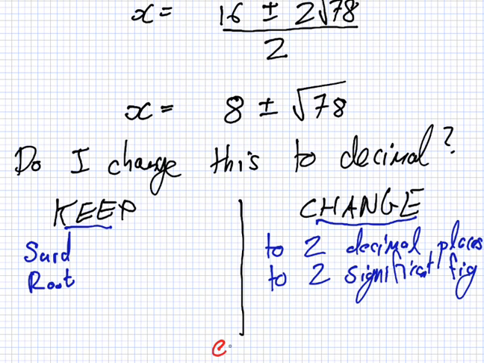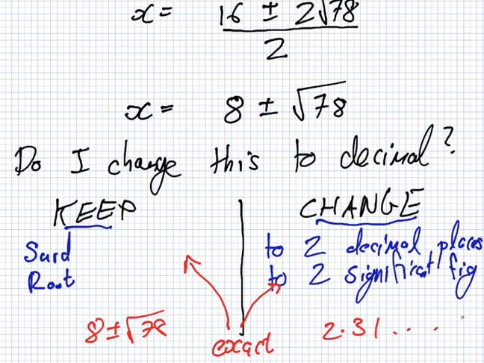There's one word here, and students get very confused by this word, exact. So if the question says, give your answer exactly, does that mean you keep it, or does that mean you change it? Does that mean you leave your answer like this, or do you change it into an answer like 2.31 blah blah blah? Keep or change?